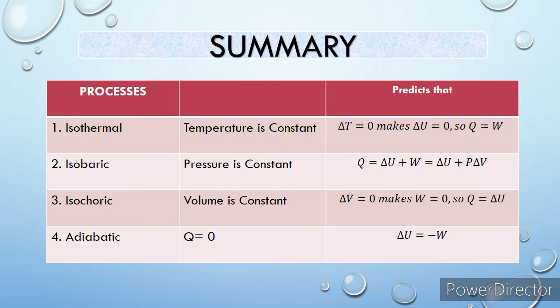Next, isobaric predicts that heat transfer is equal to the change in internal energy plus work, which is equal to the change in internal energy plus pressure times the change in volume. While isochoric predicts that the change in volume is equal to 0, that makes work equal to 0. So, heat transfer is equal to the change in the internal energy. And lastly, we have adiabatic, where heat transfer is equal to 0, and this predicts that the change in internal energy is equal to negative work.